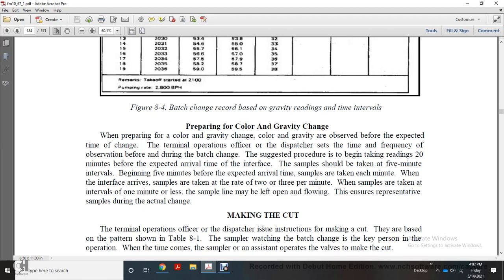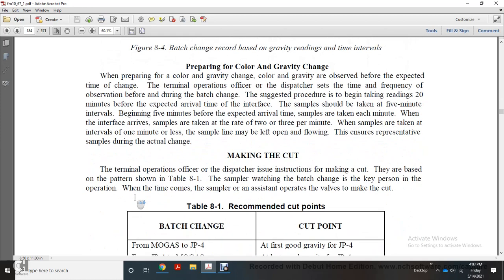During the batch change, the suggested procedure is to begin taking readings 20 minutes before the expected arrival time of the interface. Samples should be taken in 5-minute intervals, beginning 5 minutes before expected arrival time. Then samples are taken each minute. When the interface arrives, samples are taken at the rate of two or three per minute. When samples are taken at intervals of 1 minute or less, the sample line may be left open and flowing so that the sample is representative during the actual change.